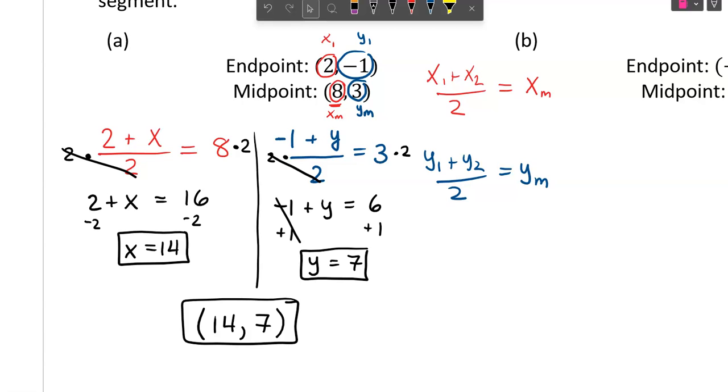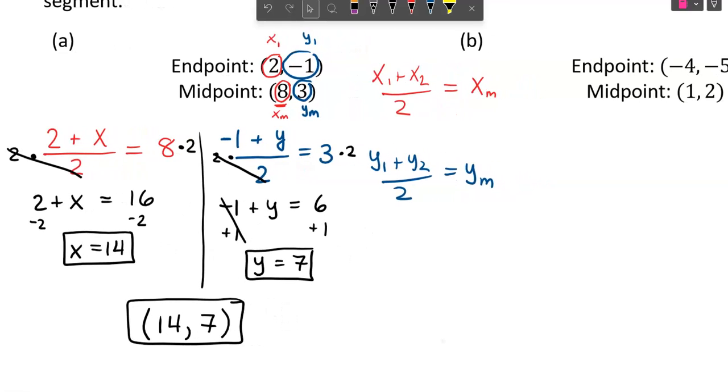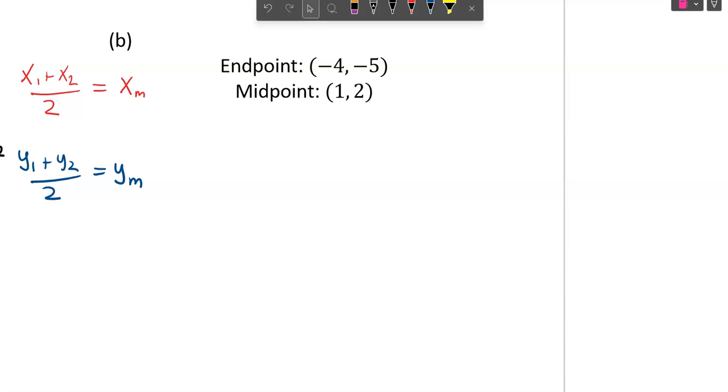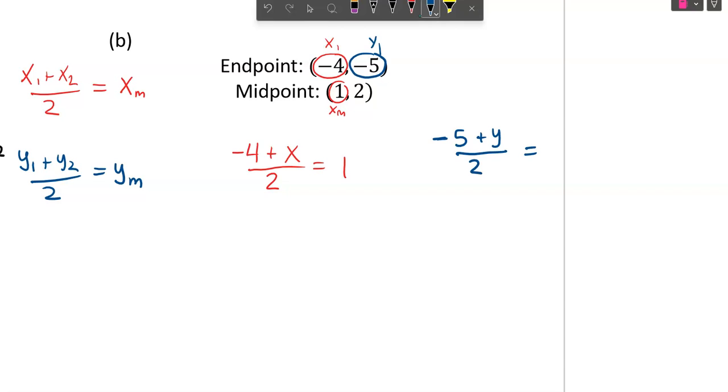Okay. Now we're going to try this with the other example as well. Same thing as before though. So I have my formula there on the left-hand side. I know my endpoint is there. So that's my x1. This is my x midpoint. Feel free to pause, by the way, if you want to try this first and then listen to my explanation after. So my equation would be (-4 plus x), we don't know the other endpoint, divided by 2 equals 1. We're going to do the same thing with the y's. So this is my y endpoint. So (-5 plus y) divided by 2 equals, and then this is my y midpoint, 2.